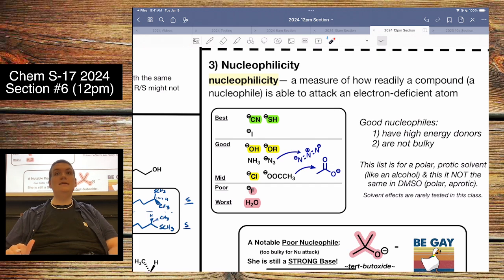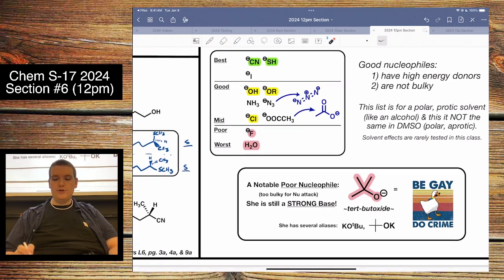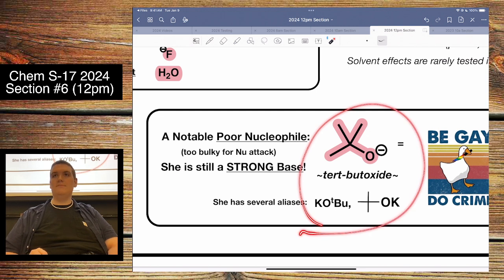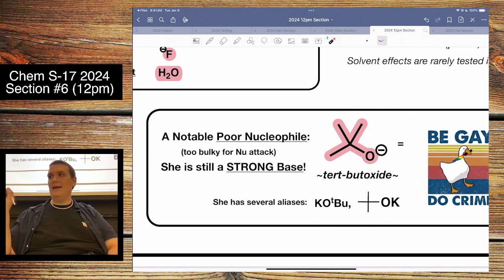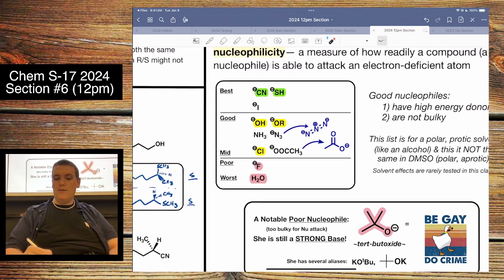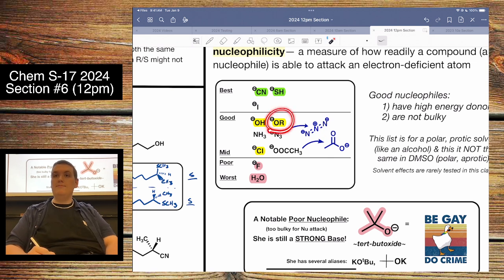One notable key figure that you are going to see in this lecture and the next lecture is tert-butoxide. So it's this tert-butyl group with an O minus. My favorite alias of tert-butoxide is KOtBu, K-O-t-B-u, KOtBu. And this is a notable figure because it reacts in a very specific way that is not super common. So this thing is an OR minus, which if we look at our nucleophile chart, we would think is a pretty good nucleophile.